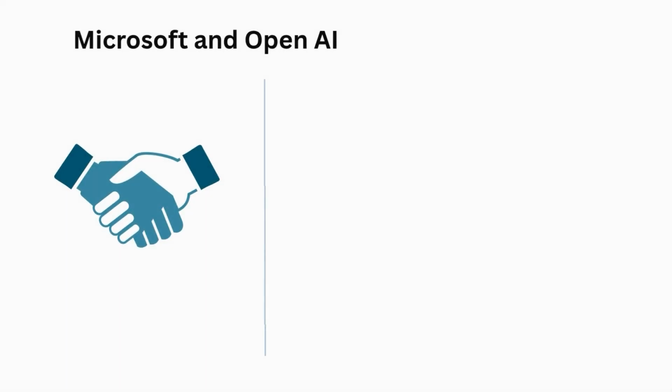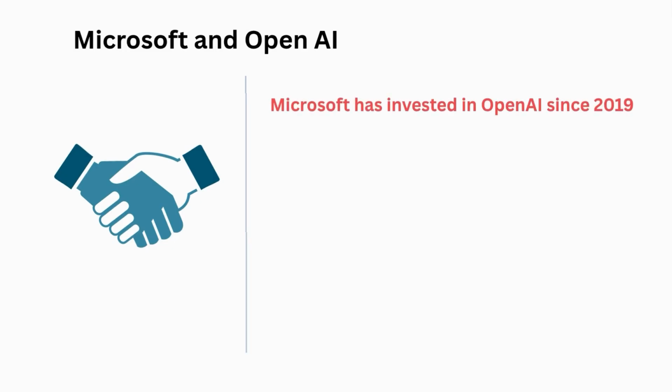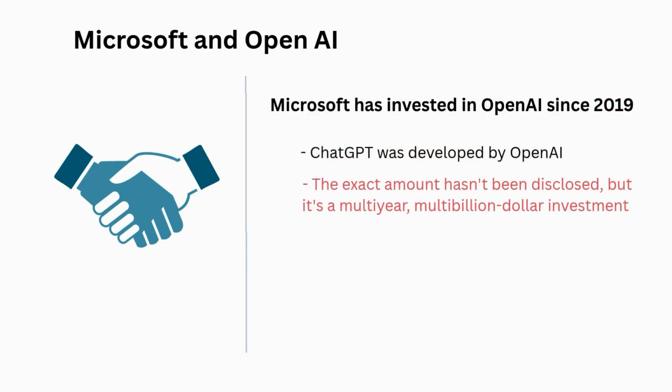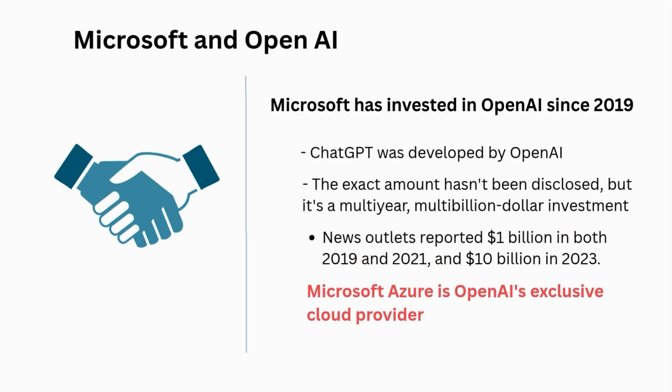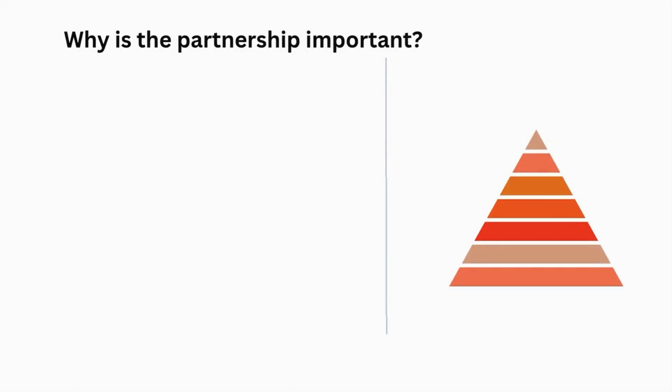2. Microsoft and OpenAI partnership. Microsoft began investing in OpenAI in 2019. OpenAI is the creator of ChatGPT, one of the most well-known AI tools globally. Although the exact investment amount isn't officially confirmed, reports say $1 billion in 2019, $1 billion in 2021, $10 billion in 2023. Microsoft's cloud platform, Azure, is OpenAI's exclusive cloud provider.